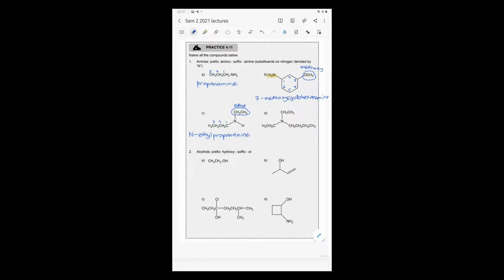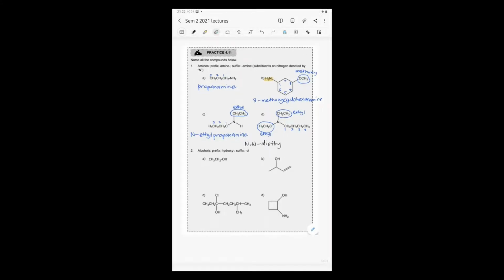Next we have ethyl, 2 carbons. This is also ethyl. So these 2 will not be the parent. So this one will be the parent. 1, 2, 3, 4 carbons in the parent chain. So we have 2 ethyl groups attached to N. The longest carbon chain is 4. So the name will be N,N-diethylbutanamine. So why do we put N,N?